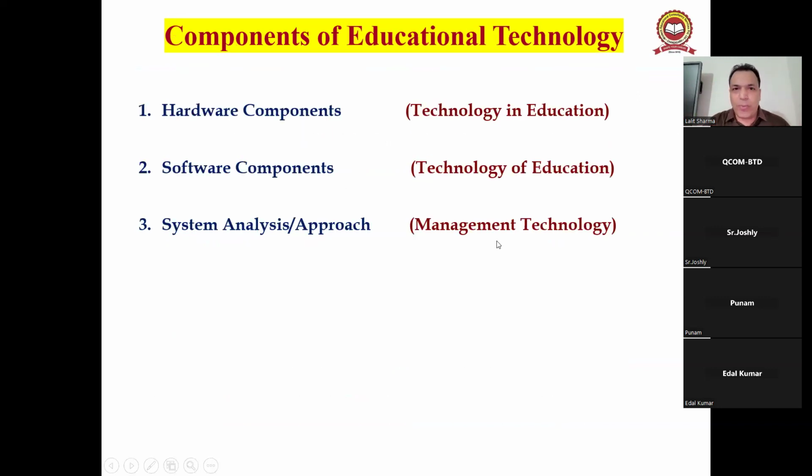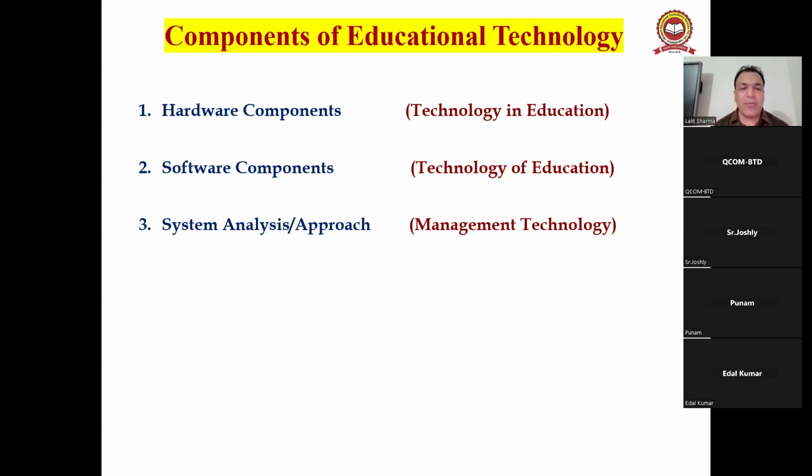Okay, so scope we are done. Now next we talk about the most important question that always comes: the components of educational technology. There are three components, and the third one is also most important. Number one is the hardware component. Second is the software component. Third is system analysis or system approach.